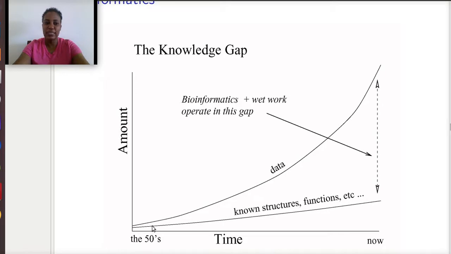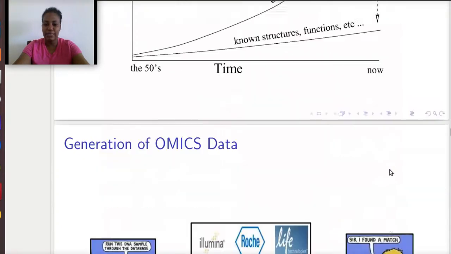We really want to achieve that. If all of this data is analyzed, we will have the data curve aligned with the same slope as what is known already, but very little is known. This is the knowledge gap, and this is what you and I have to work on, to be able to make all these discoveries through bioinformatics.